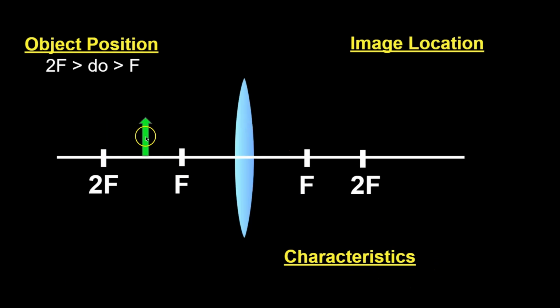Now we have an object between the focal length and twice the focal length. Here is ray number 1.